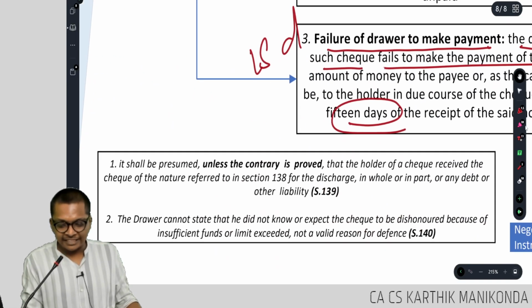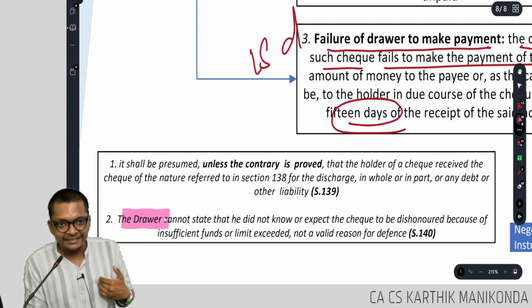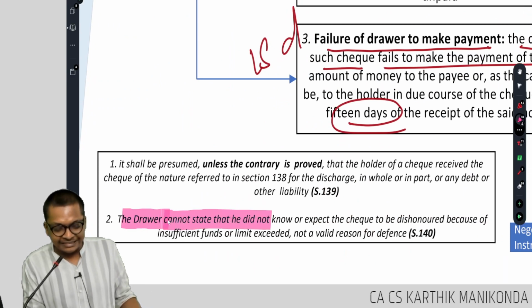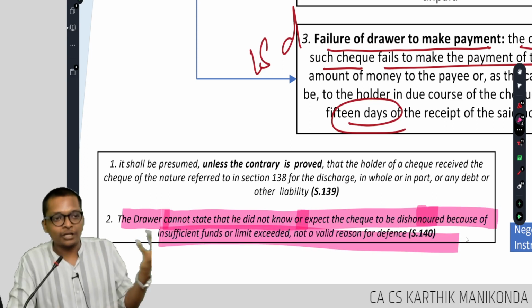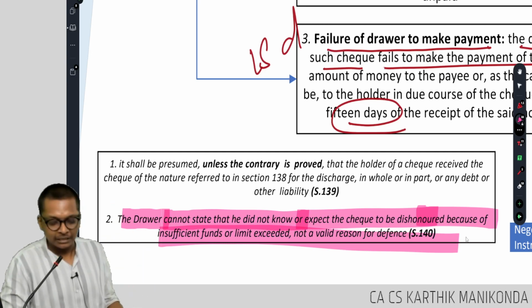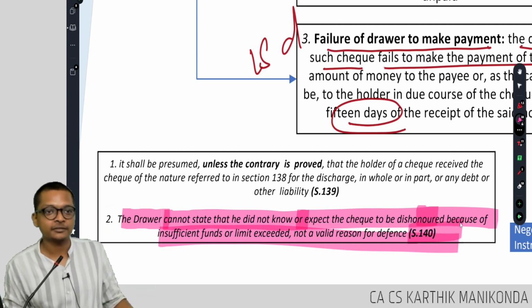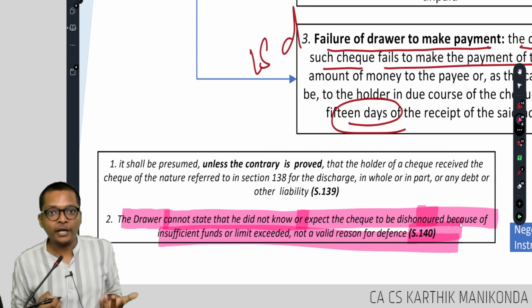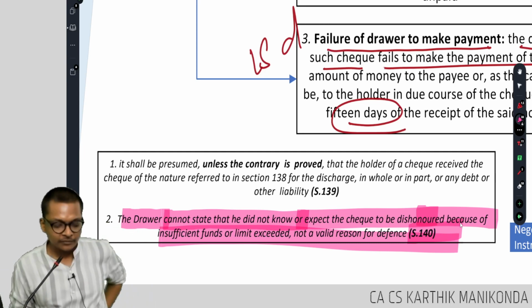The drawer of the check, the person who drew the check and gave it to me, in my example the academy, cannot state that he did not know the check was dishonored because the balance was not there. He can't say, sir, I didn't check my balance, and expect the court to accept that excuse. That is section 140. Are you following, guys? Clear? Mistake of law is no excuse. Indian law. Next.